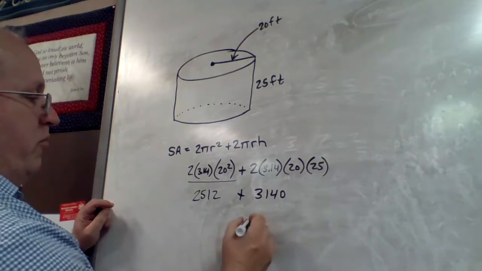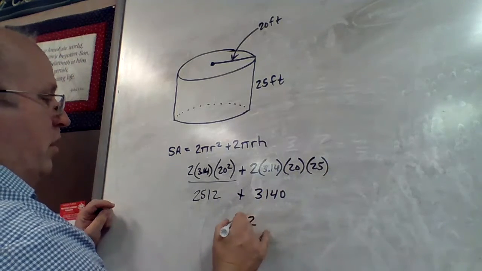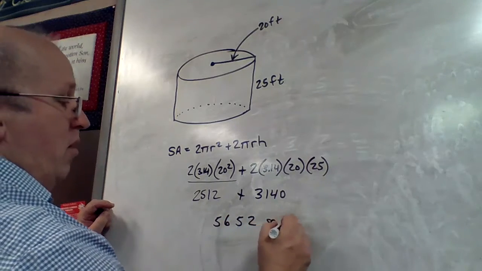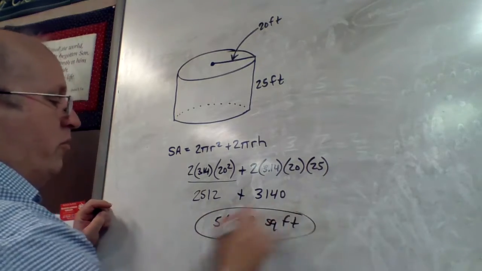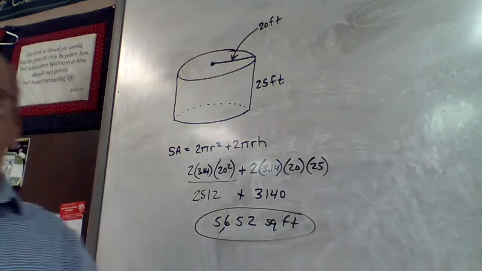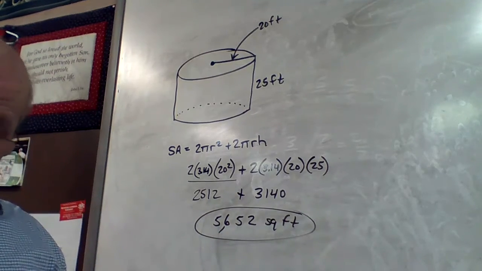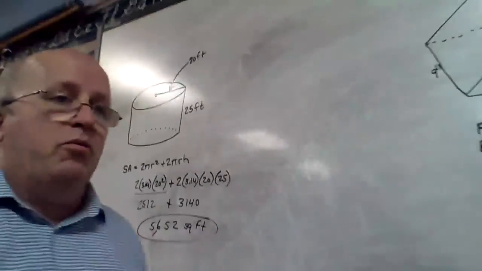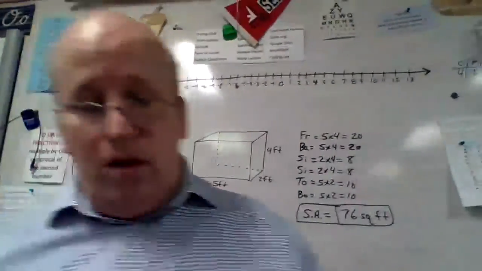So if I add the two numbers together, I get 5,652, and that would be square feet because we're talking surface area again. 5,652 square feet. That's all there is to it, folks. That's the 3 different types of problems you're going to be facing. If you have any questions, 8th graders, let me know.